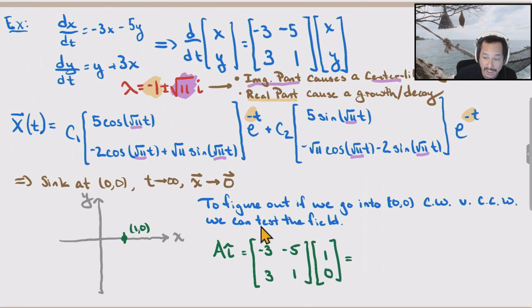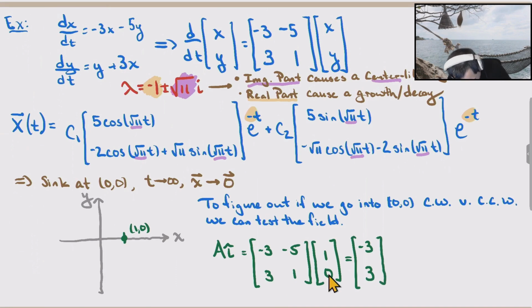And now I perform the multiplication. I do negative 3 times 1, which is negative 3, minus 5 times 0, so I get a negative 3. And then I do a 3 times 1 plus a 1 times 0, so I get a 3. And so if this spot right here is my point that I'm going to release the styrofoam peanut, what does this vector mean? Well, this vector is the derivative of the curve at that point, which would be the tangent to the curve in the plane at that point.